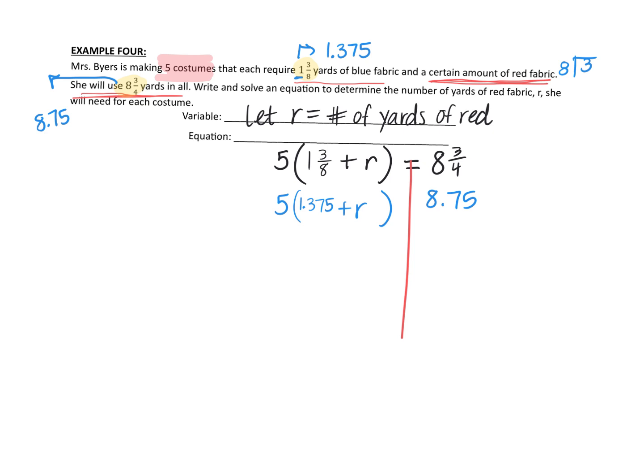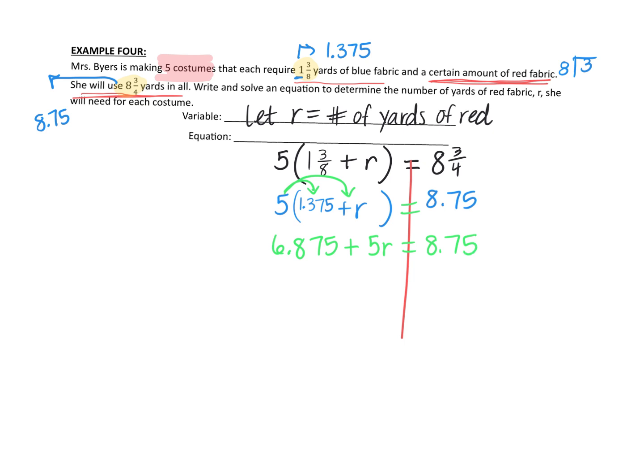All right, now I am going to solve this problem. So when we solved this in the past, earlier in the unit, we learned 2 different strategies. We learned that you could either divide by 5 right away, or you could distribute it out. On this one, let's go ahead and distribute it out. And I forgot my equal sign. So I'm going to do 5 times 1.375. So go ahead and type that in, 5 times 1.375. I end up with 6.875. Plus, with the distributive property, I need to do 5 times the red fabric. So that's 5R, and then that equals 8.75.